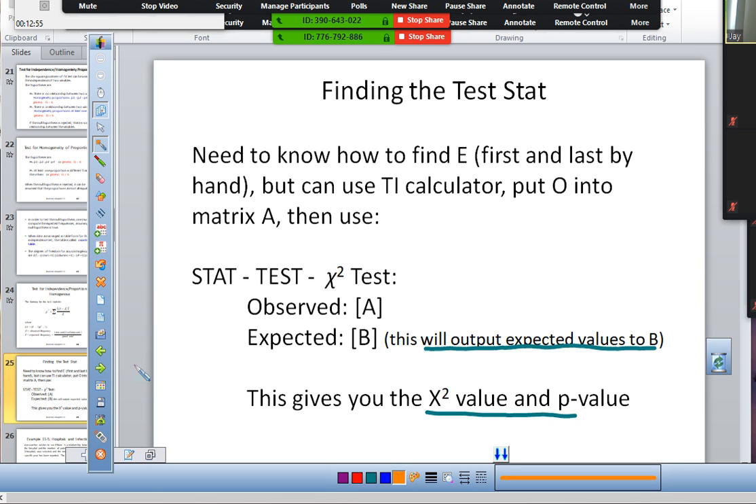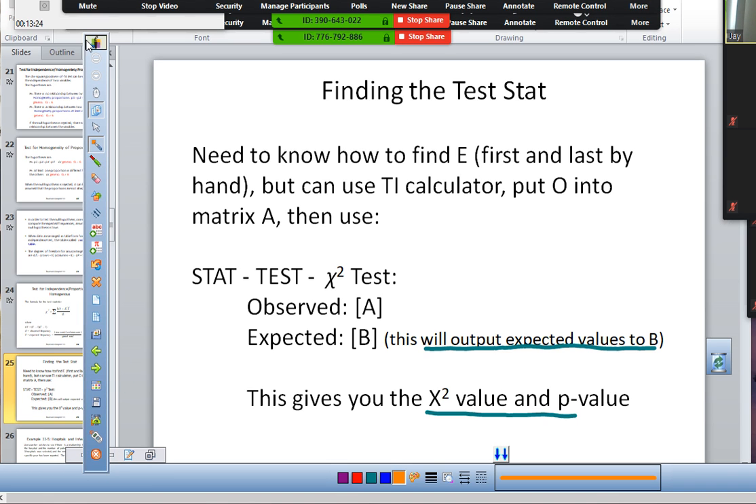So this one's going to be a lot easier than 11.2 because you can just use your calculator, put it into a matrix, run a test, and you got your numbers. So it's going to be super straightforward. This one, everything we're doing today is actually going to be really easy in that sense.